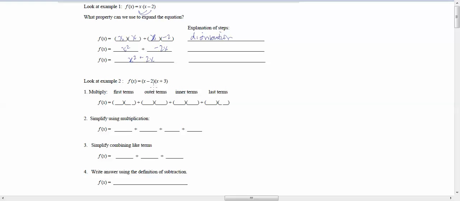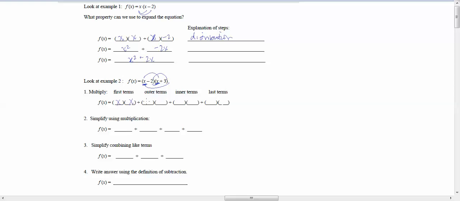Over here, we're actually going about this kind of in a special way. We're saying the way you can get this answer, which is x minus 2 times x plus 3, is you multiply the first times the first, then the outers times the outers, the inners times the inners, and the last times the last. The first times the first, what that means is the first part of this thing times the first part of that thing. So that would be x squared, or x times x.